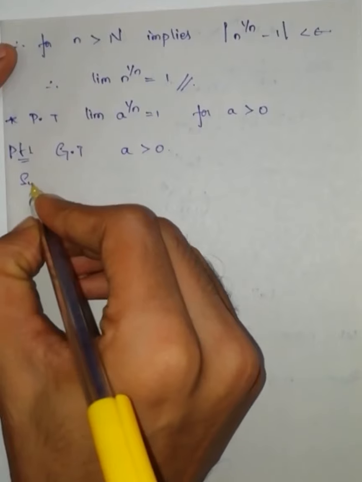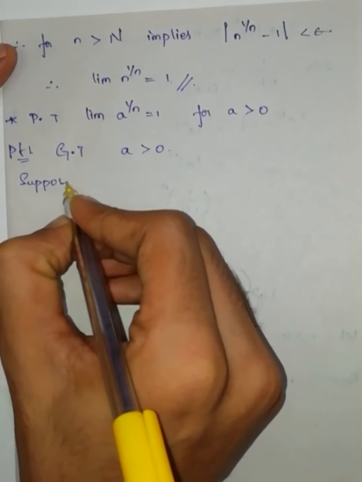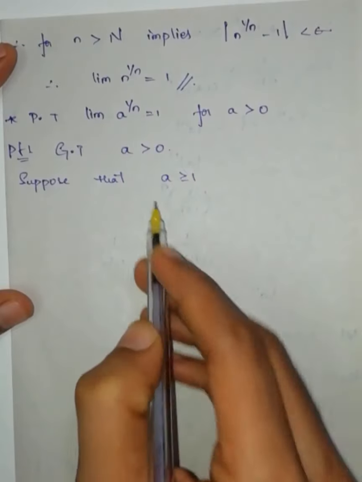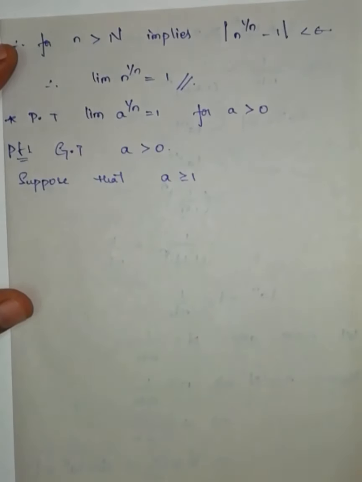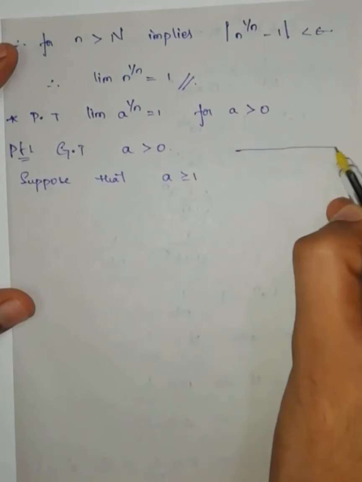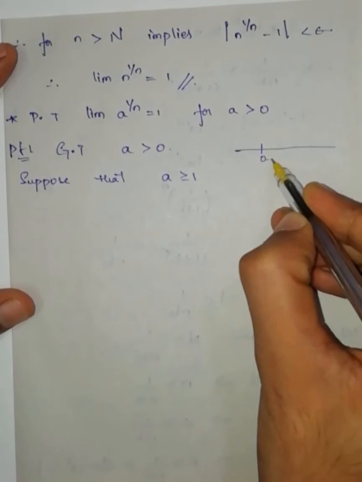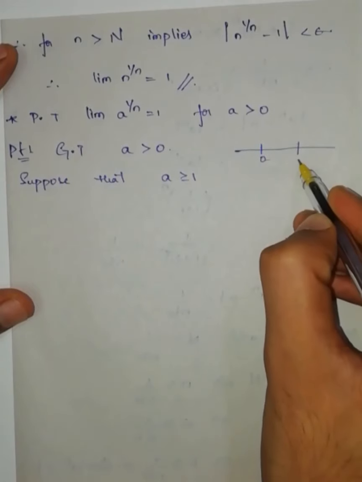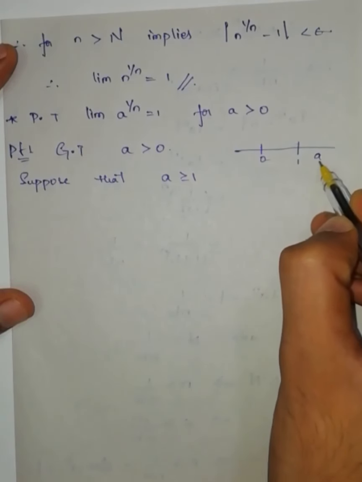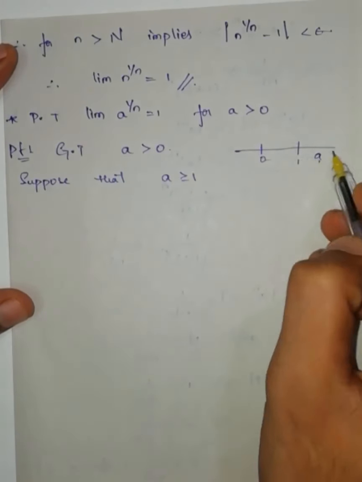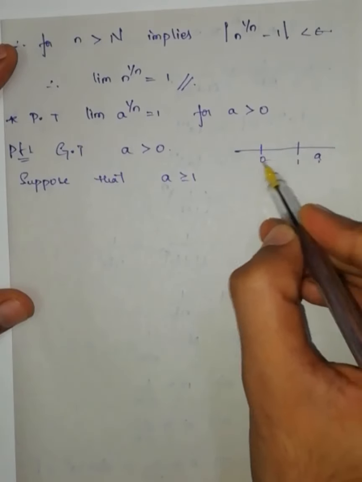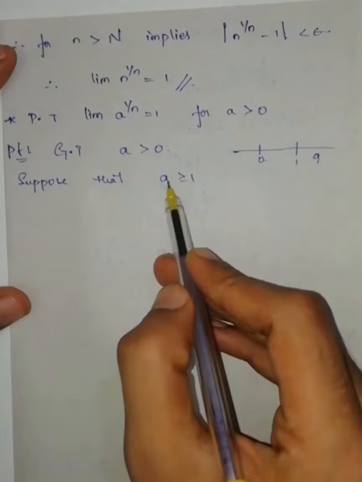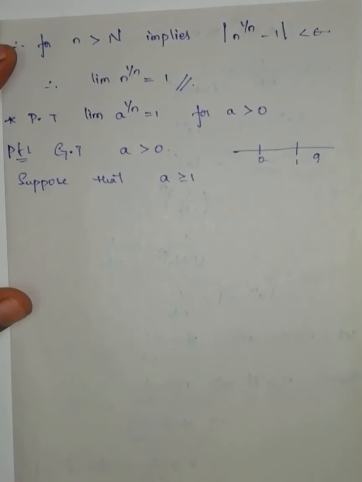Suppose that a is greater than or equal to 1. Now I am going to divide this problem into two cases. A, I can take any number greater than 0. So first I am taking a value greater than or equal to 1 and I will prove this one. Then I will consider a value that lies between 0 and 1 and I will prove the condition. So first one, a is greater than or equal to 1.